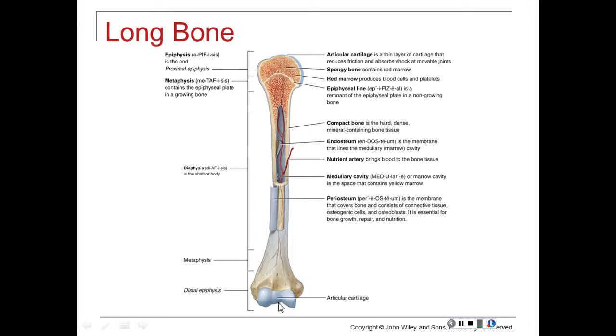Here you can see the articular cartilage covering the ends of this bone and the ends of the bone up here. And you can see that this inside of the epiphysis is made of a spongier material called spongy bone. That is where lots of red bone marrow is stored, and that's where your red blood cells are made.